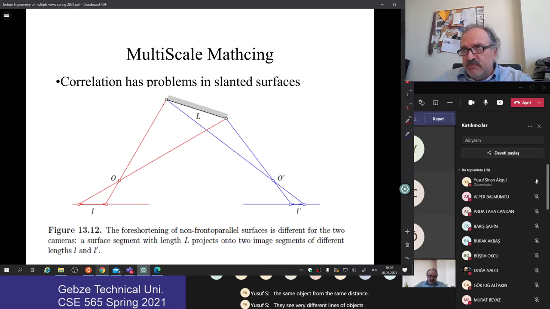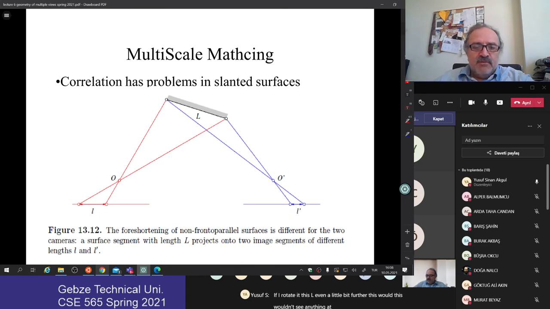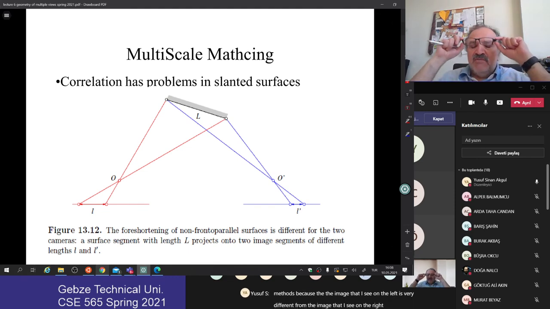This is an occlusion problem, right? If I rotated this even a little bit further, this one wouldn't see anything at all. So this is a problem, and this kind of stuff will create lots of problems for the correlation-based method or dense methods, because the image that I see on the left is very different from the image that I see on the right. And cross correlation will not fix this problem.